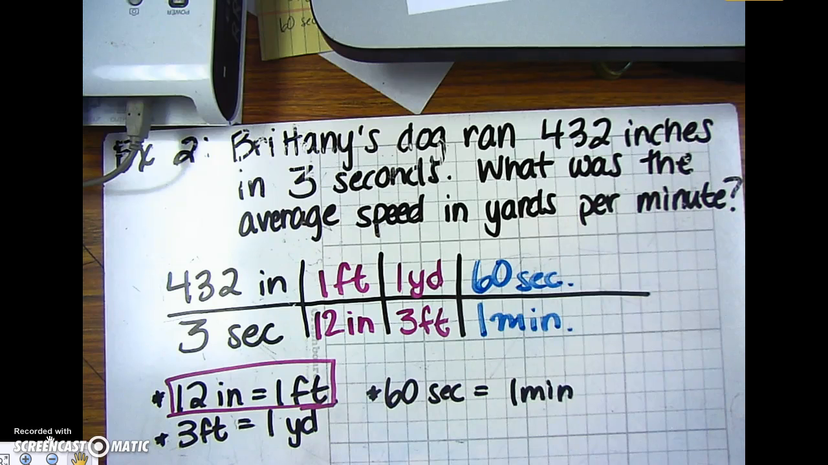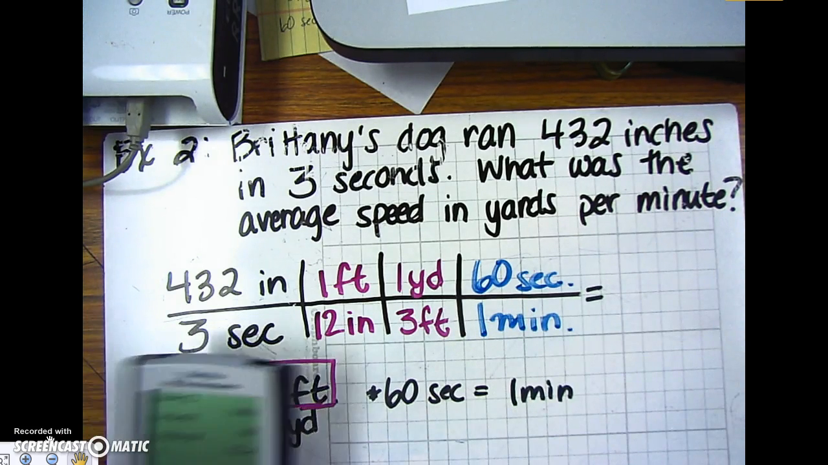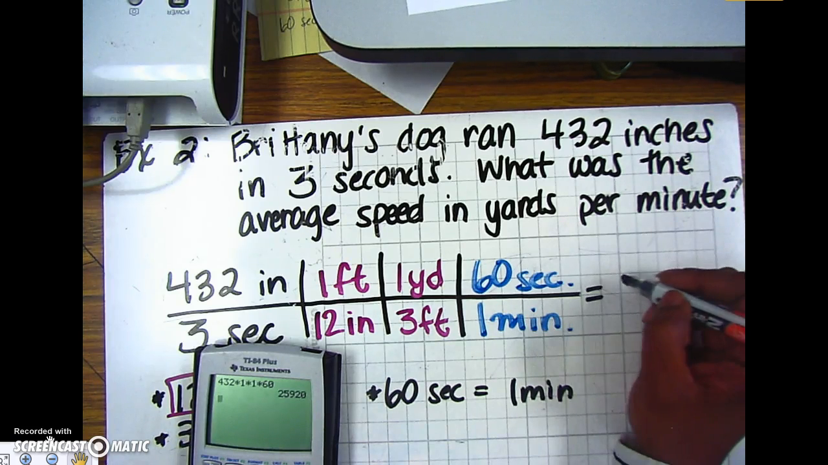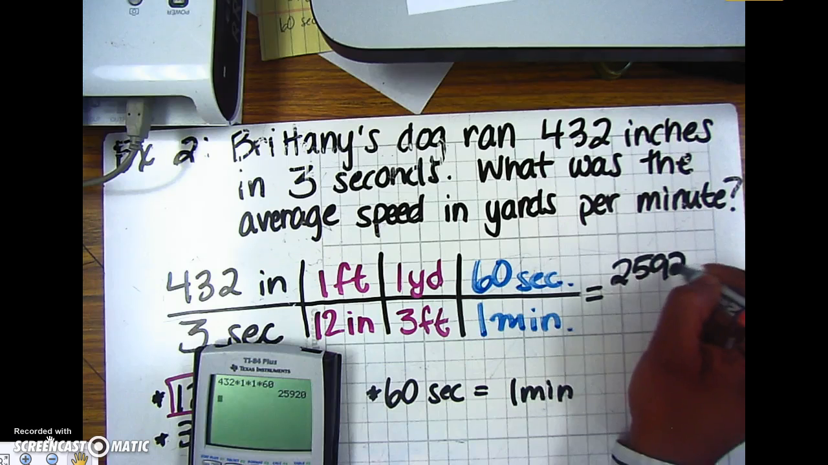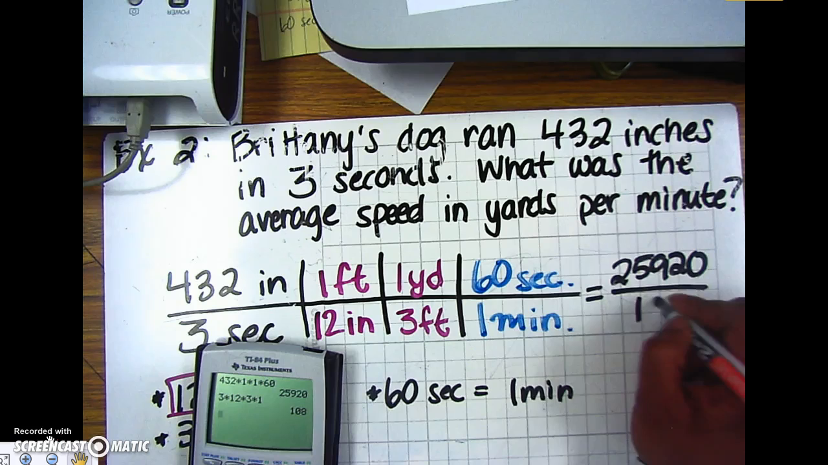Now we're going to multiply straight across. 432 times 1 times 1 times 60 will give us 25,920. Now multiply the bottom. It's 3 times 12 times 3 times 1, and that will give us 108.